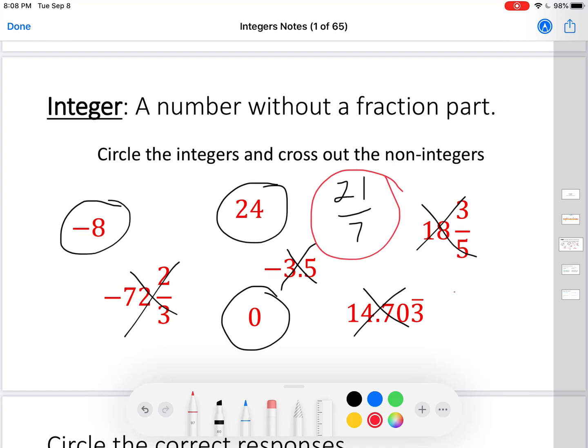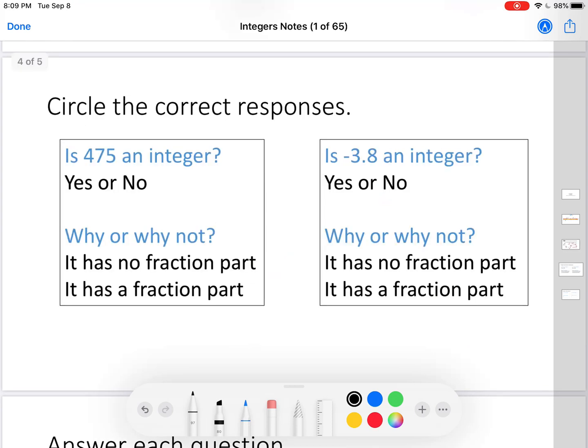Let's try another one. Let's try 23/7. Well, if you divide 23 by 7, are you going to get a whole number? No, you're going to get 3 2/7. So that one is not an integer. Okay, so it doesn't matter if it's negative or positive. It only matters if it has a fraction part or not. So let's try a few questions.